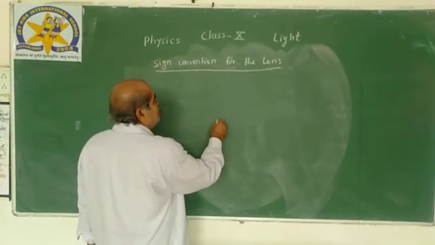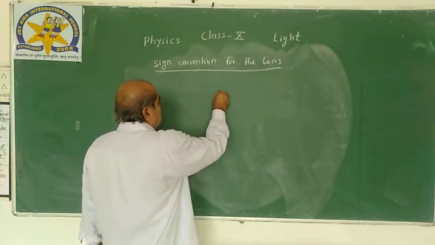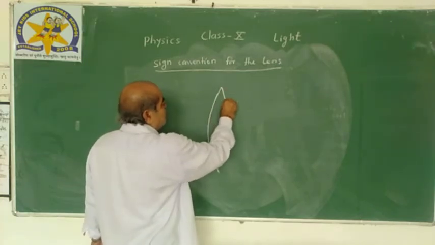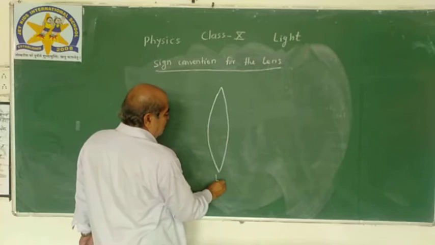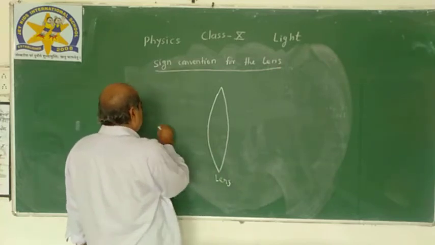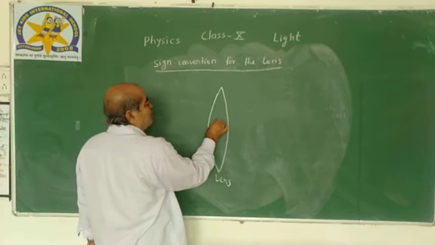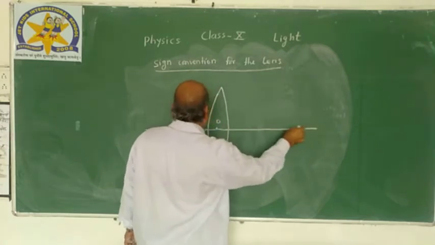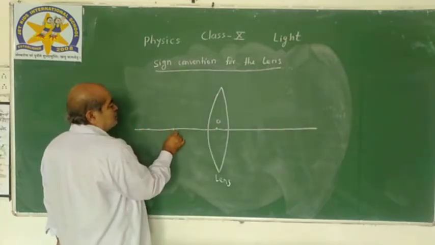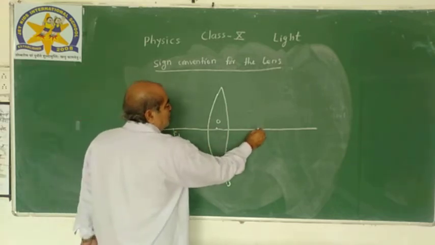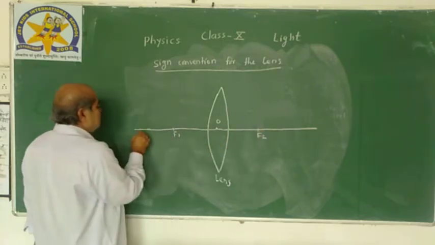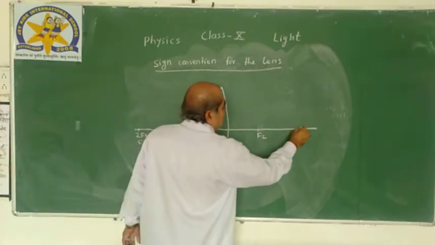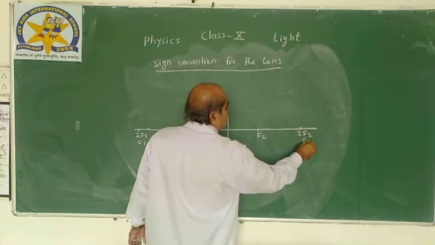In your book, the figure is not given. This is the lens. This is the optical center. This is the principal axis. F1 is the first principal focus. F2 is the second principal focus. This is twice F1, or C1. This is twice F2, or C2.